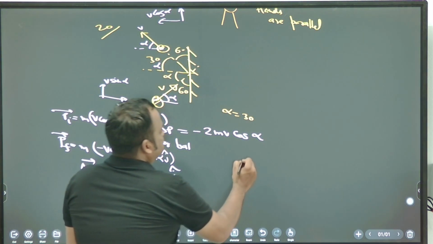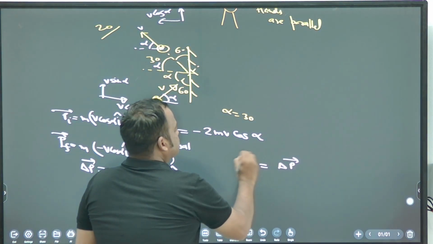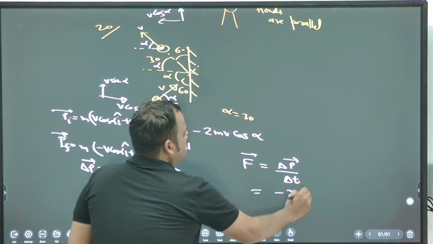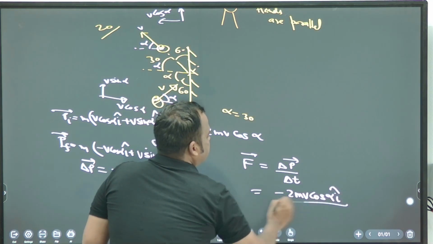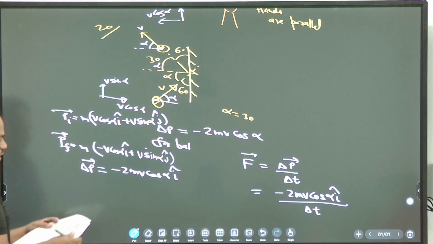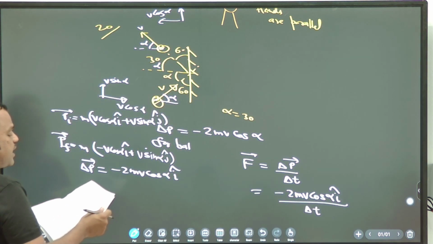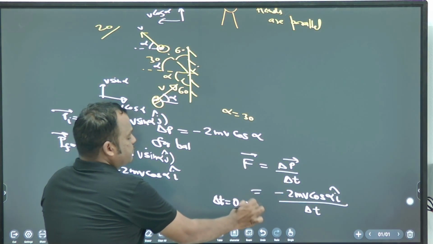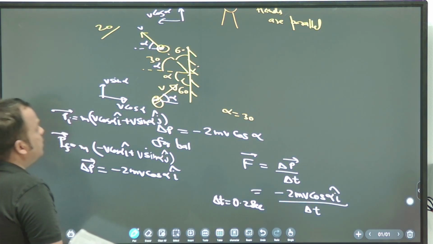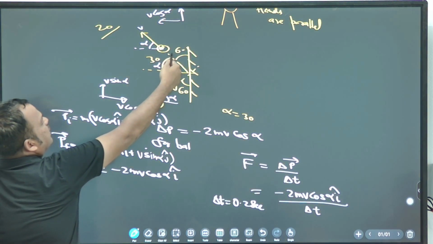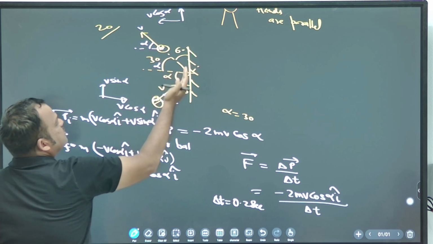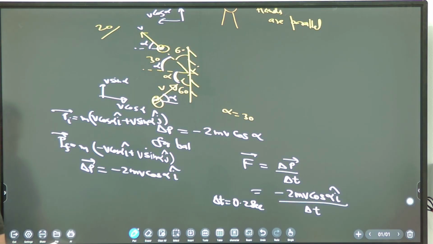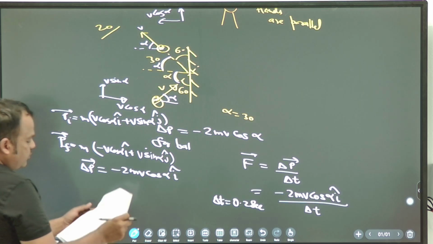Now average force, what is the formula? Delta P by delta T, correct. So minus 2 mv cos alpha i cap by delta T. Delta T means time of contact. Time of contact is 0.2 seconds. Okay, substitute values. Alpha is 30 degree. Angle of incidence, angle of reflection. Okay, theory question, 19th question.